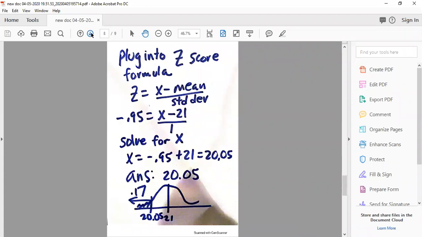So I plug that into the Z-score formula, the Z value, negative 0.95, X minus mean divided by standard deviation. Mean of the eggs is 21, standard deviation of 1. Using algebra, multiply both sides by the 1, which doesn't change negative 0.95. And then I add the 21 over, coming up with 20.05. Notice that value is below the mean of 21. So 17% of the eggs hatch in 20 days or fewer.